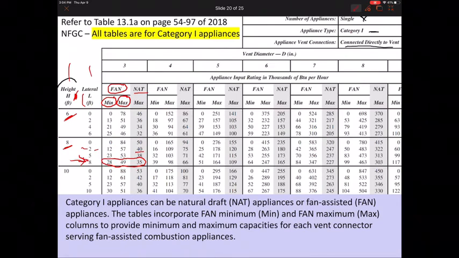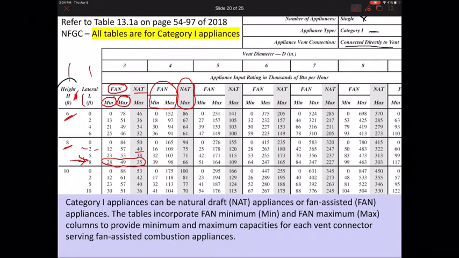And that becomes a bigger issue when you start getting into single wall vent connectors, as an example. But that's essentially what we're dealing with. So, pretty nice, easy little system. The fan min and max are all for fan assisted appliances. The natural max is exclusively for the natural draft appliances that are not using a fan.